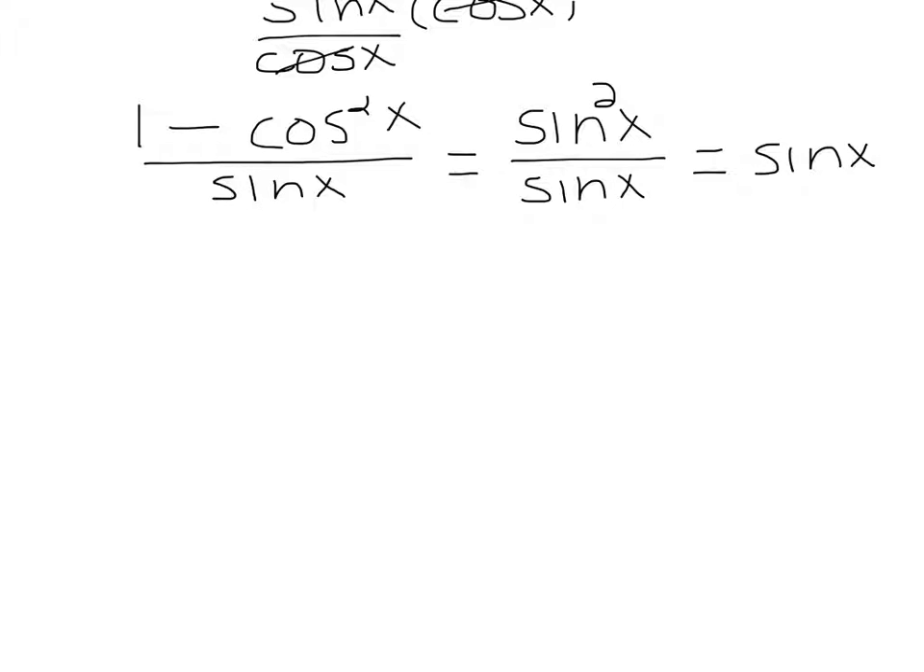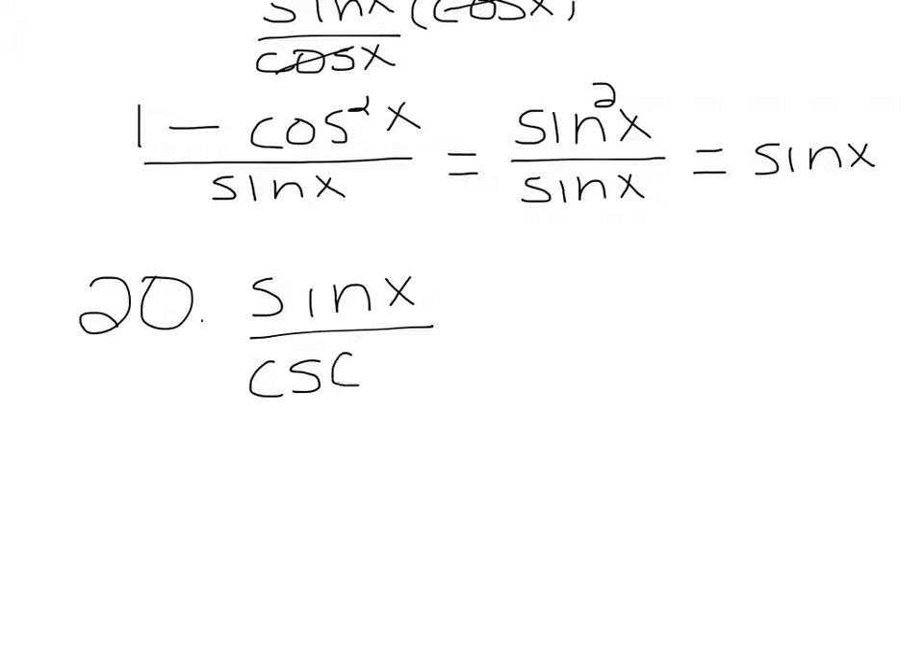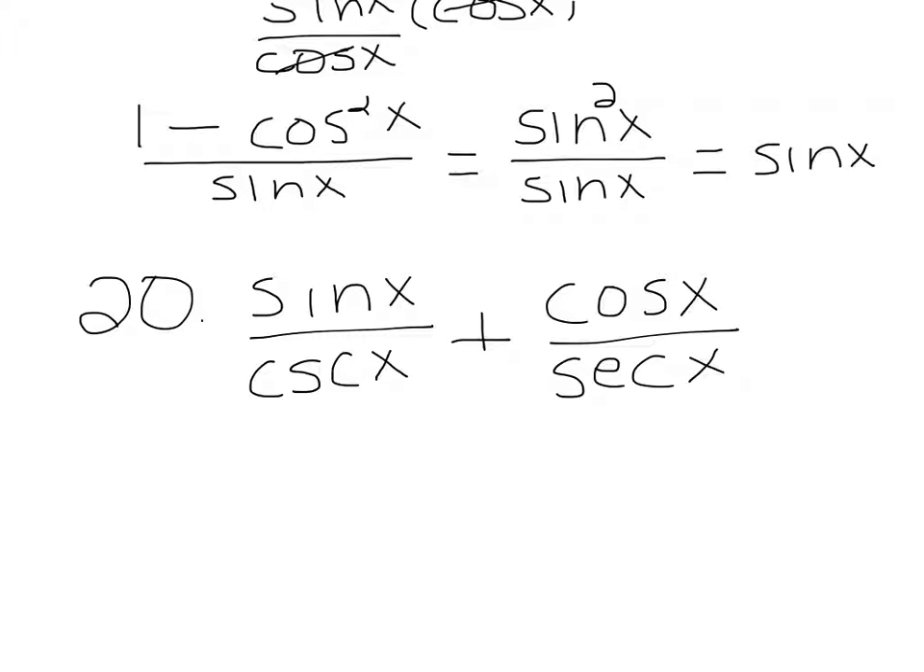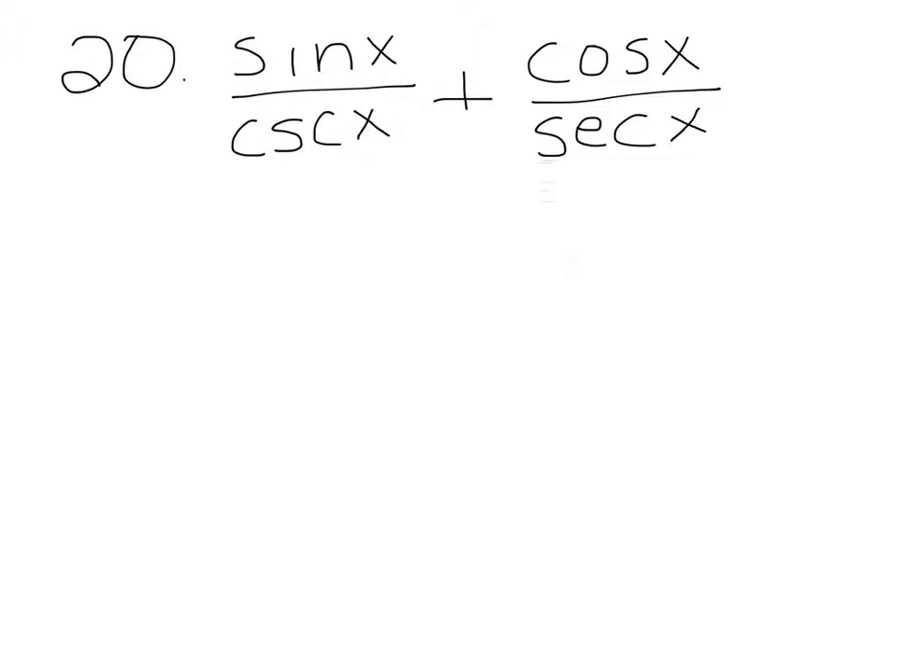Let's do one more where we simplify a trig expression. Let's look at number 20. We have sine of x over the cosecant of x plus cosine of x over the secant of x. Again, we'll just start by rewriting them in terms of sine and cosine.